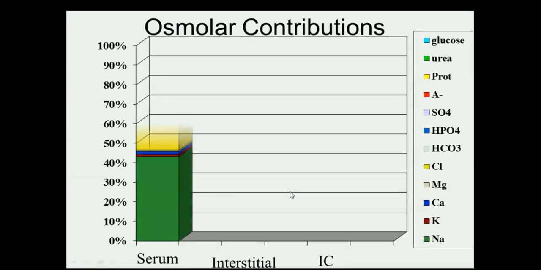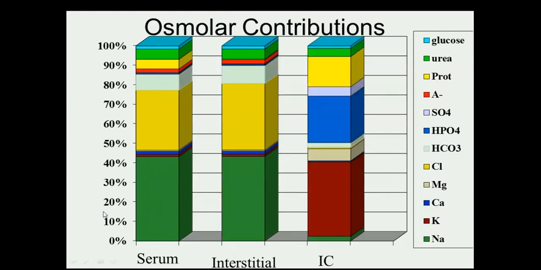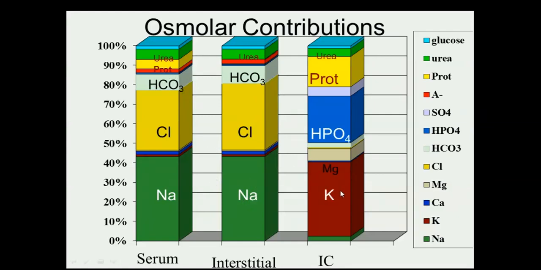So what about the osmolar contributions of different parts? This is serum, interstitial space, and intracellular space. Sodium in the green makes up the large chunk on the positive side, then chloride, bicarbonate, and a bunch of other things which are smaller. Interstitial space is almost the same, but we leave out the protein, the albumin component, which is much smaller. And inside the cells, potassium takes the place of the sodium, and chloride becomes very small, about 10 millimoles inside cells.